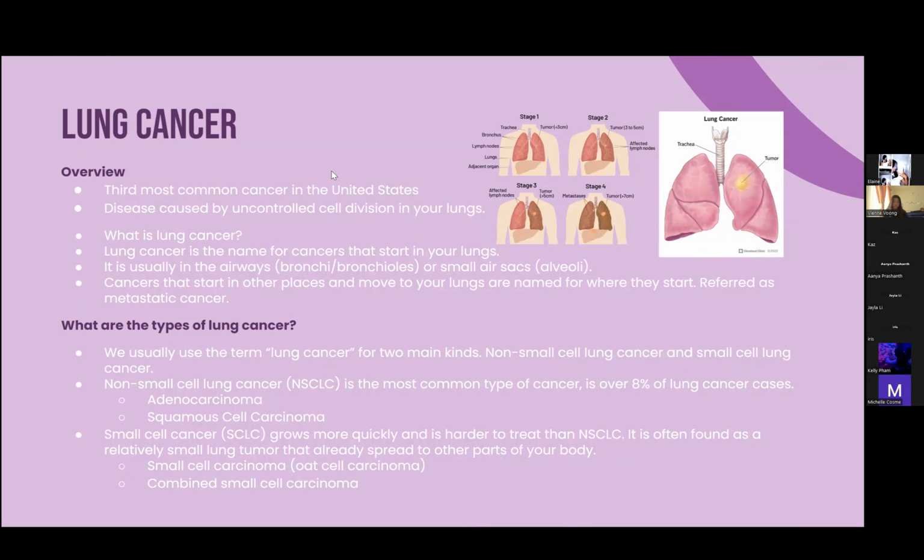Small cell cancer, also known as SCLC, grows more quickly and is harder to treat than non-small cell lung cancer. It is often found as a relatively small lung tumor that has already spread to other parts of your body. Specific types of small cell lung cancer include small cell carcinoma, also called oat cell carcinoma, and combined small cell carcinoma.